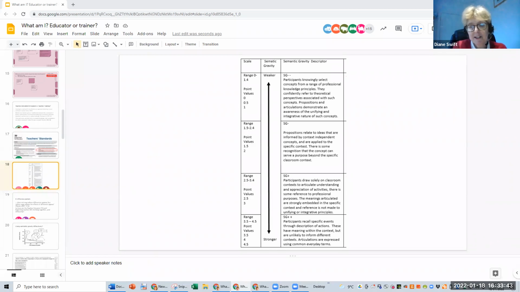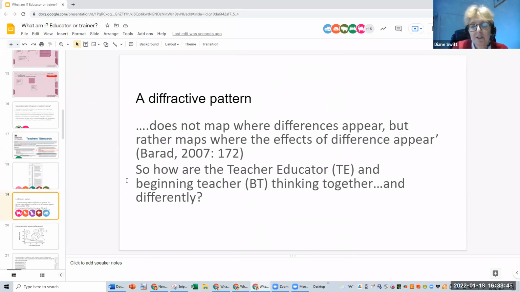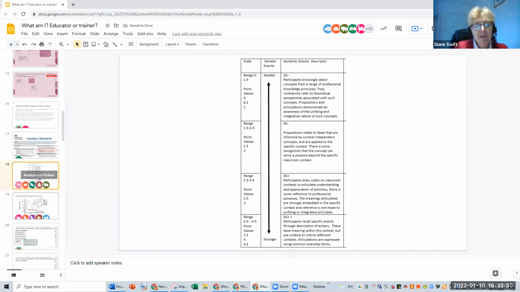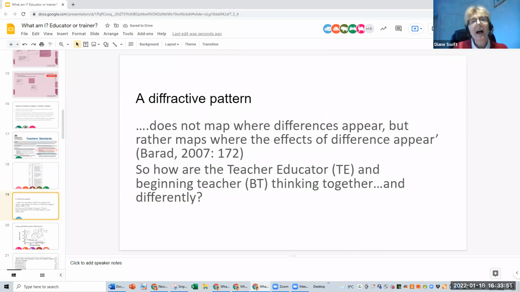On the next slide is an articulation of what diffraction means. Diffraction comes from Karen Barad's work. Karen Barad, who's a post-humanist, talks about how diffraction enables us to plot where differences occur so that we can think about the effects of those differences. What I was interested in was the extent to which a teacher educator's understanding of the profession might restrict or enable a beginning teacher.